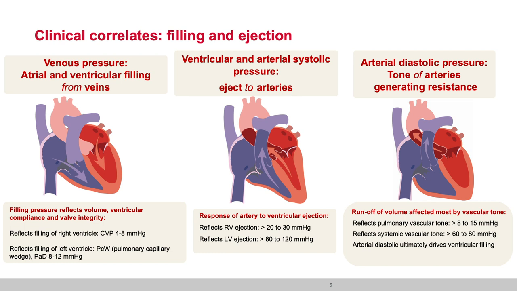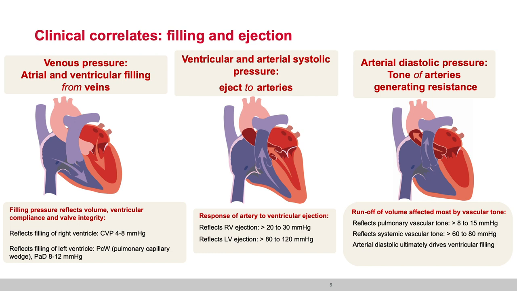I want to remind you that systolic pressure is representing the acute change in the artery related to the stroke volume. So one of the first things we should be thinking about is when systolic pressure is dropping, do we actually have an adequate ejection of stroke volume?